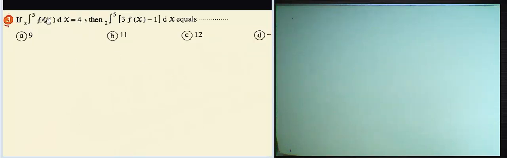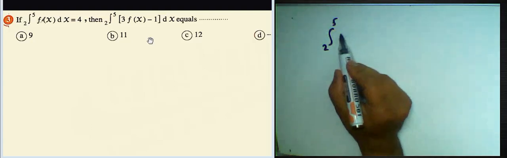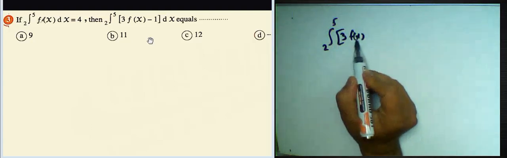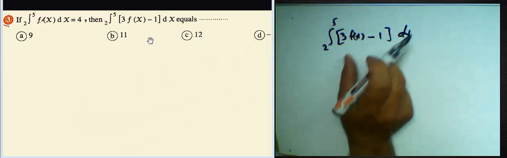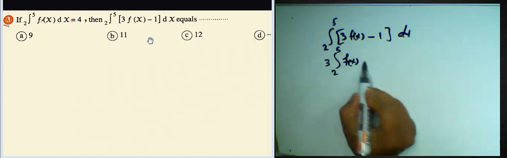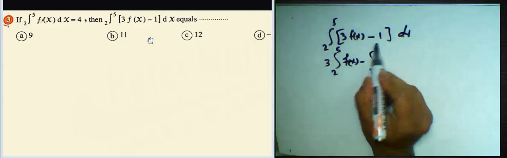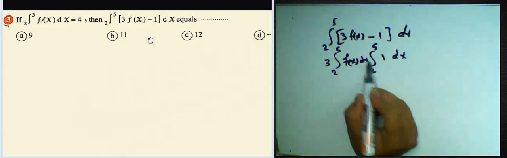Question number 3. If the integration from 2 to 5 of the function f of x dx equals 4, we want to find the integration from 2 to 5 of 3 f of x subtract 1 dx. Look with me at the steps here. I will write this question: integration from 2 to 5 of 3 multiplied by f of x subtract 1 dx. We can distribute the integration over the 2 functions here. Write 3 outside, from 2 to 5 of f of x, subtract the integration from 2 to 5 of the constant function 1 dx, and here write dx.